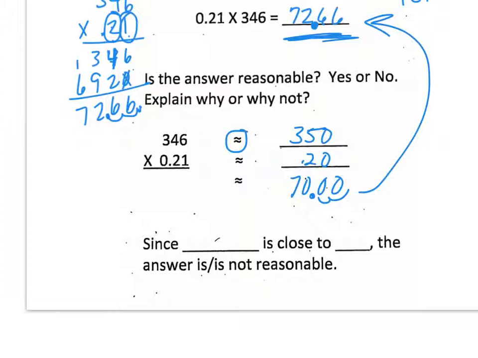So sometimes people estimate beforehand, sometimes they estimate afterwards, but since 72 and 66 hundredths is close to 70, the answer is reasonable. That means it makes sense. It could conceivably happen.